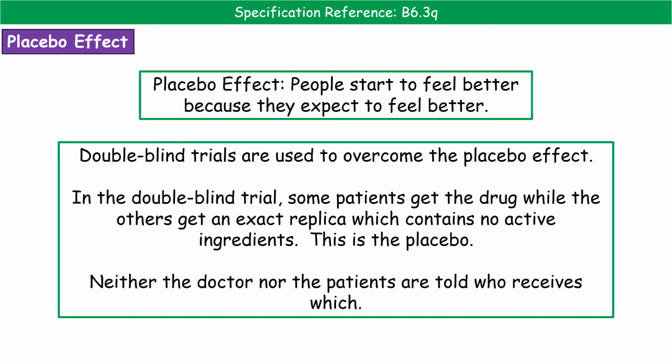If it's just a single blind trial, that's where the patients don't know, but the doctor does know who gets the medication. All fine, unless obviously the doctor has a vested interest in making sure this drug gets marketed, i.e. they're paid by the drugs company, in which case that bias could come into those results.